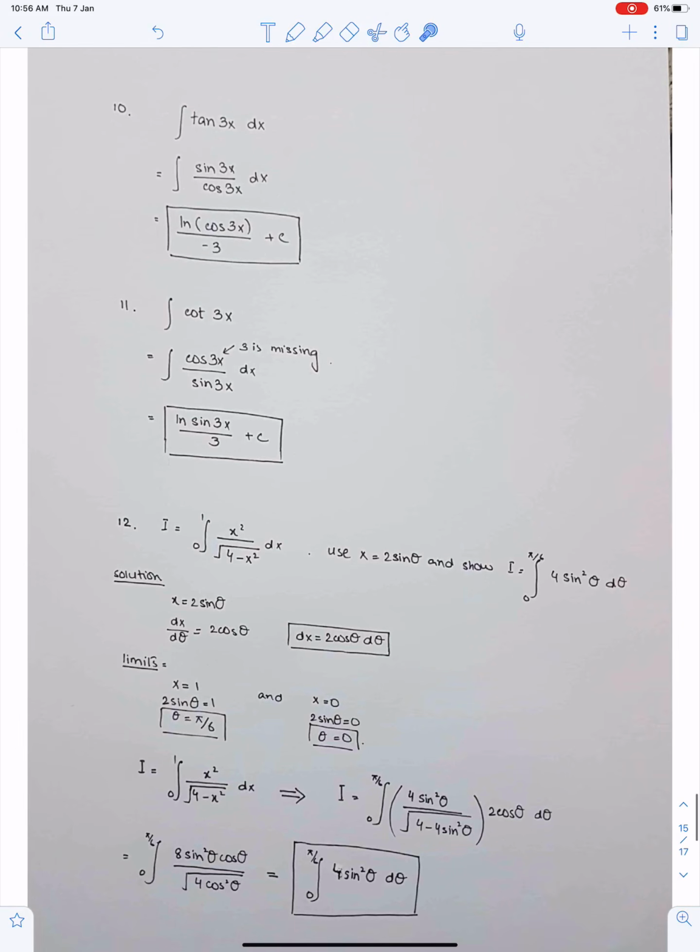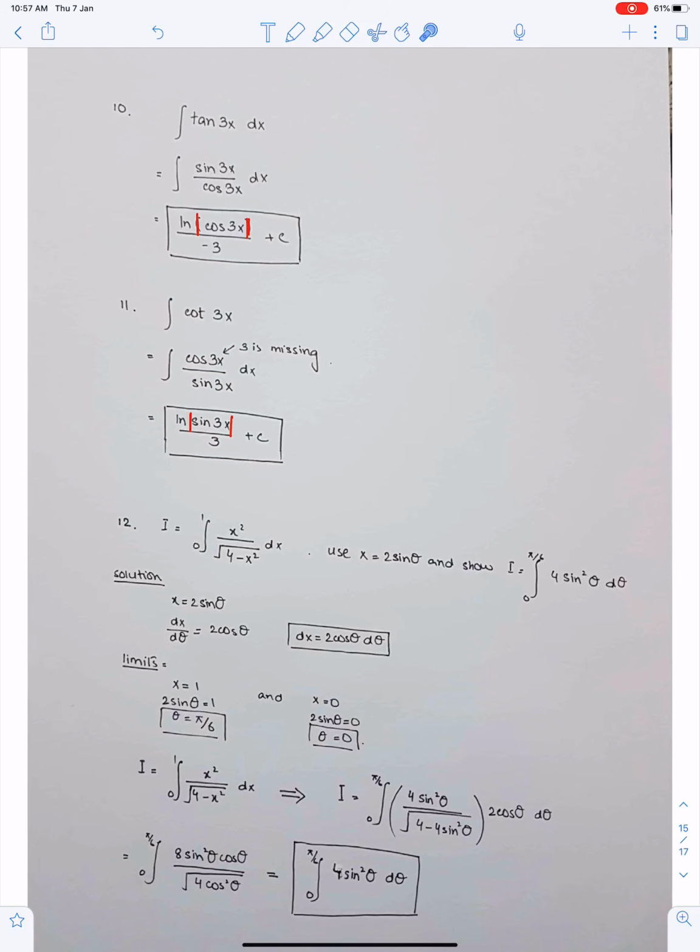You all know how to integrate tan 3x. We can write tan as sine 3x over cos 3x. This is the application of basic formula 2. The differential of cos 3x is negative 3 sine 3x. So negative 3 is missing, which is here. And this is modulus, because ln is only defined for positive values. We can write cot as cos 3x over sine 3x, and you know the differential of sine 3x is 3 cos 3x, so 3 is missing, so ln sine 3x over 3.